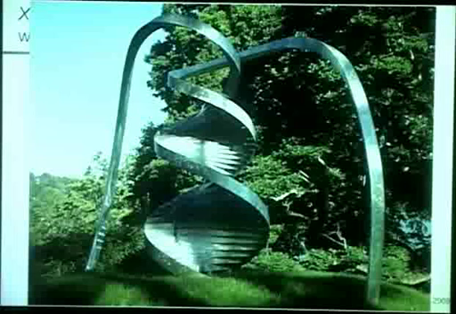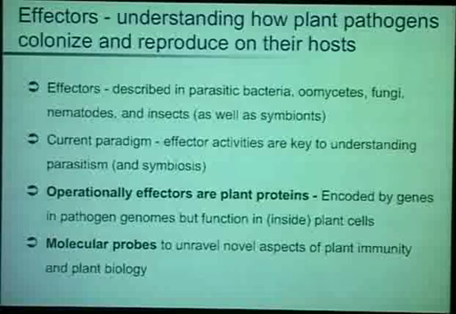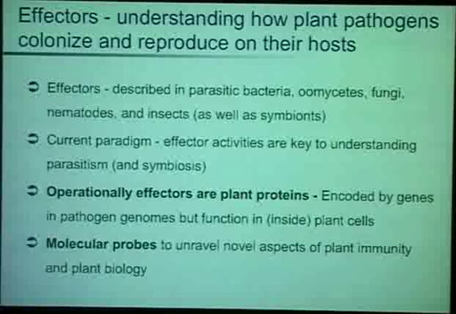So this just summarizes what I've been telling you, but the concepts I'd like you to focus on are the bottom two here. First of all, if you think about it, these effectors, operationally, are plant proteins. Okay? So I know most of you are plant biologists, but think about this for a moment. Some of the most spectacular, most amazing plant proteins are not coded by plant genomes, but are actually coded by pathogen genomes. And the second aspect is that we can really exploit these effectors as molecular probes to understand various aspects of plant immunity and plant biology. And this is something, of course, that historically has been validated more than once.